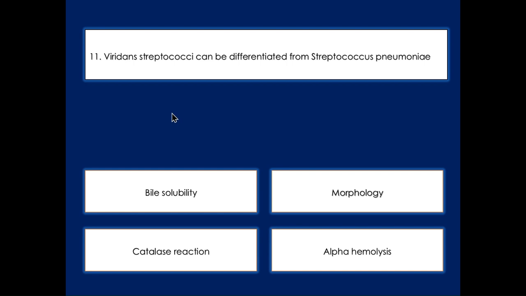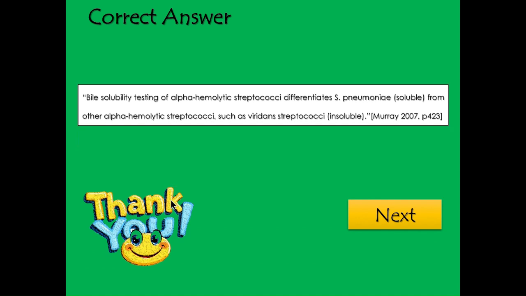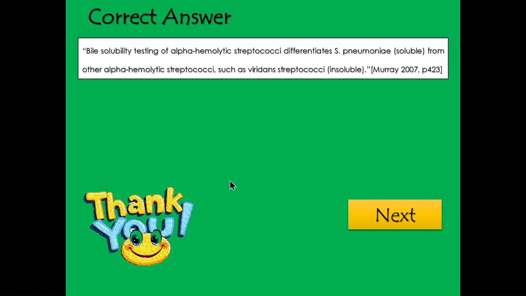11. Viridans streptococci can be differentiated from Streptococcus pneumoniae by? The correct answer. Bile solubility testing of alpha-hemolytic streptococci differentiates S. pneumoniae, soluble, from other alpha-hemolytic streptococci, such as Viridans streptococci, insoluble.